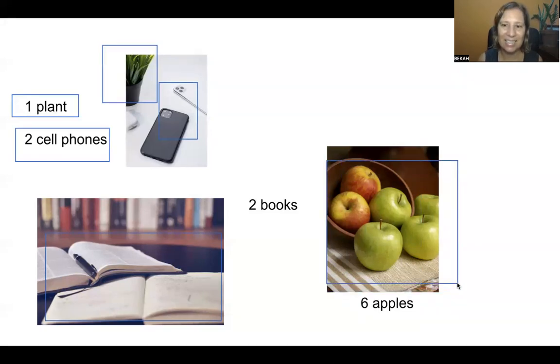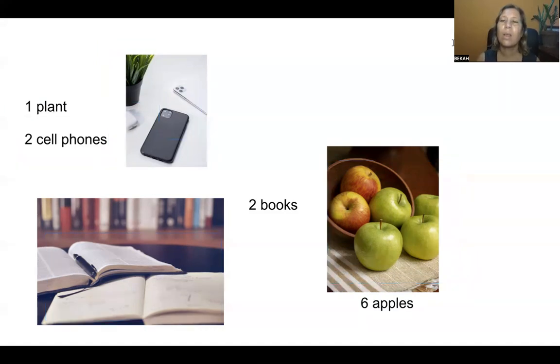I see six apples. How many apples are green? How many? Yep, there are four green apples. How many apples are red in the picture? There are two red apples. Do you like to eat apples? I like to eat apples.